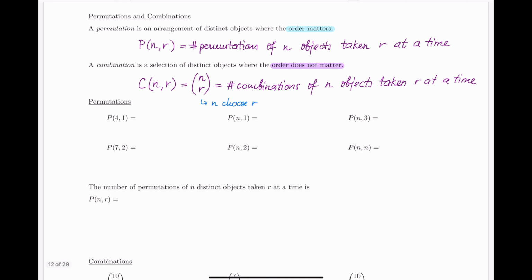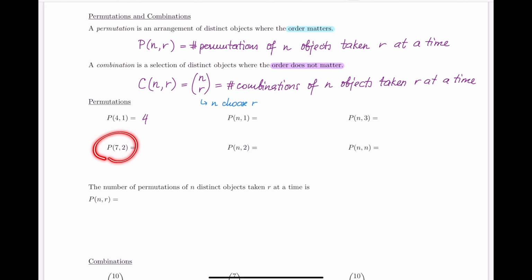Let's just compute some permutations first. So we're going to directly try to figure out what the numbers are. So P(4,1) means the number of permutations of 4 objects taken one at a time. So think about this. I have 4 distinct objects, and I'm going to try to arrange them in a line where order matters if I take one at a time. So I can pick this first object and arrange it in a line. There's only one way to arrange one thing in a line, but I can pick this object or this object or this one or this one. So there's 4 choices, and for each one of them, there's only one way to arrange it. Therefore, P(4,1) is just 4.